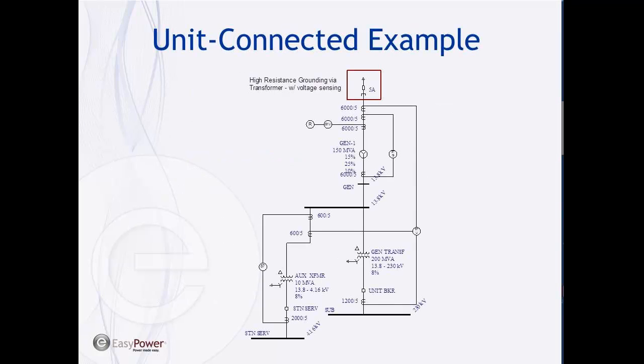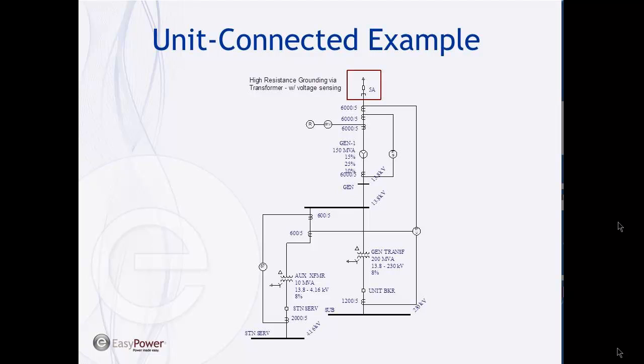So here's an example of a unit connected generating facility. Just a little EasyPower one line here. So here's my generator, and out here is my substation, 230 kV, and this is going to be my connection to the outside world, where my power gets exported out to the grid. Then off of the generator bus, we have a second transformer that goes 13.8 to 4160. That's station service. It serves the house loads for this power plant.